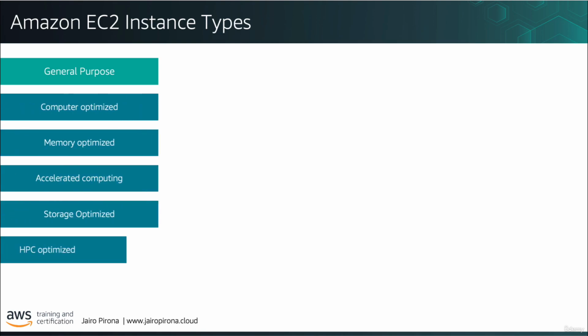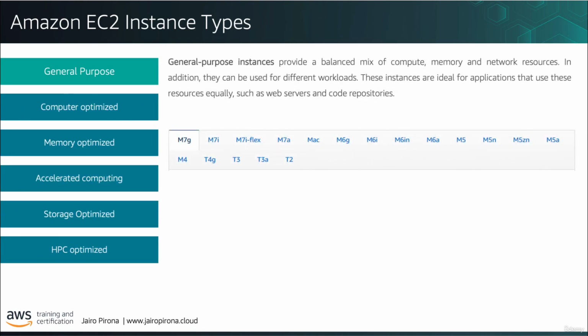Starting with general-purpose instance types, they provide a balanced mix of compute, memory, and network resources. In addition, they can be used for different workloads. These instances are ideal for applications that use these resources equally, such as web servers and code repositories. For example, imagine you have a small business and need to host your website. A general-purpose instance type would be a good choice, as it provides a balanced mix of compute, memory, and network resources to run your website efficiently.